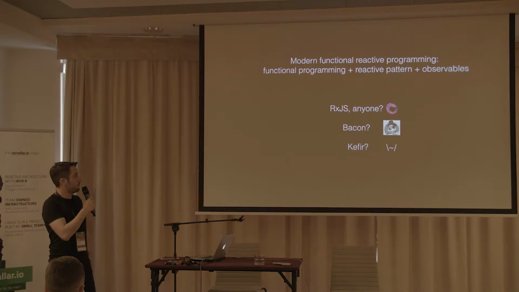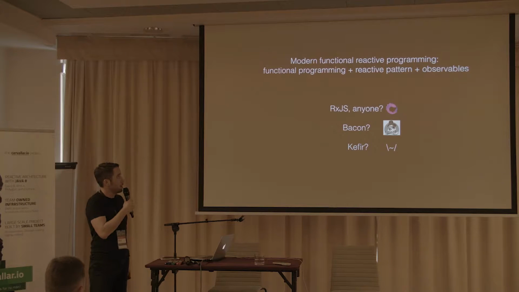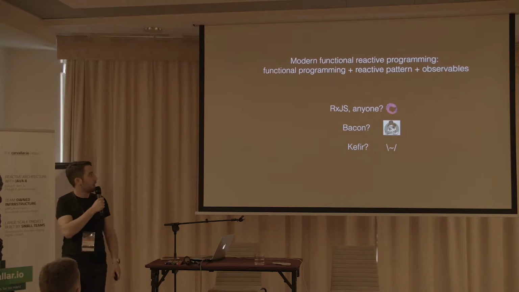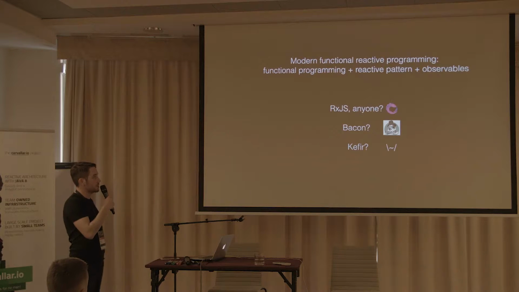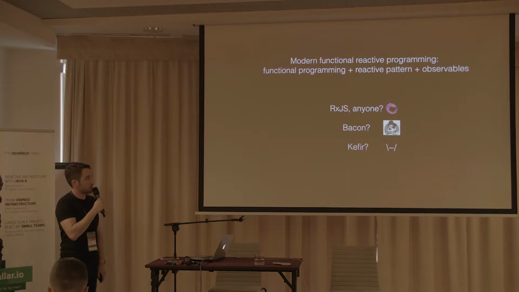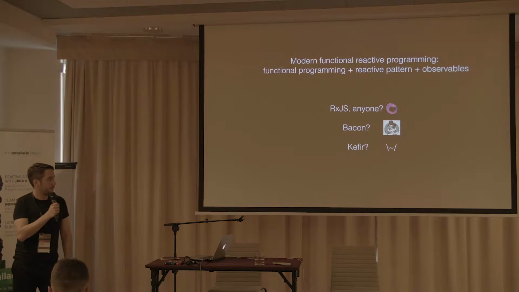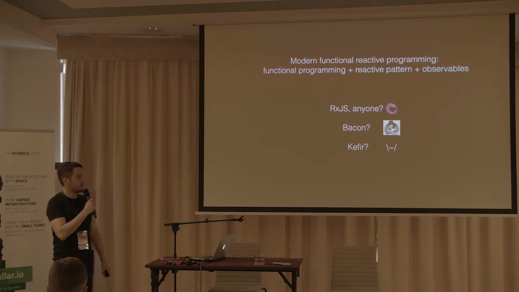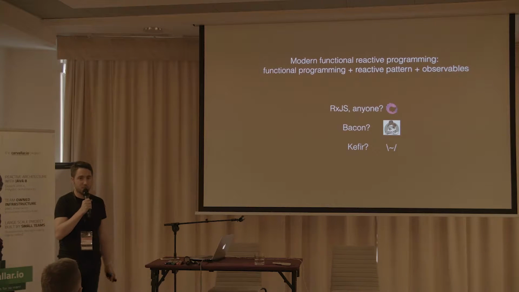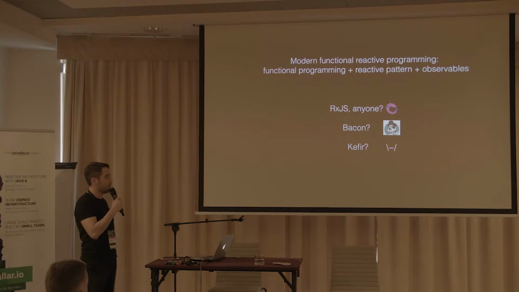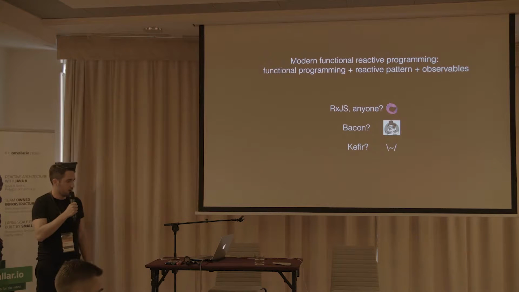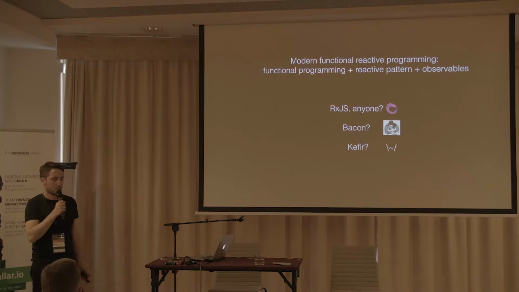Just a few words about modern functional reactive programming. It's all about functional programming, this exact reactive pattern that I just described, and observables. In the front-end world, we have three major libraries: RxJS, Bacon, which was presented already today in Michał's talk when he showed how to write the snake game, and Kefir, which is very similar to RxJS. It's rather a lightweight version of that library.